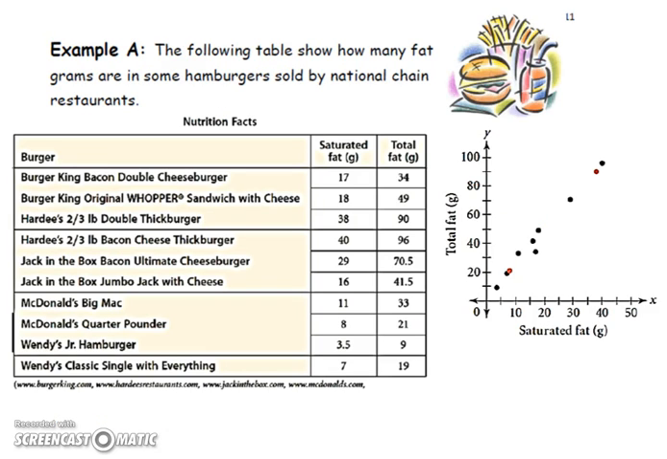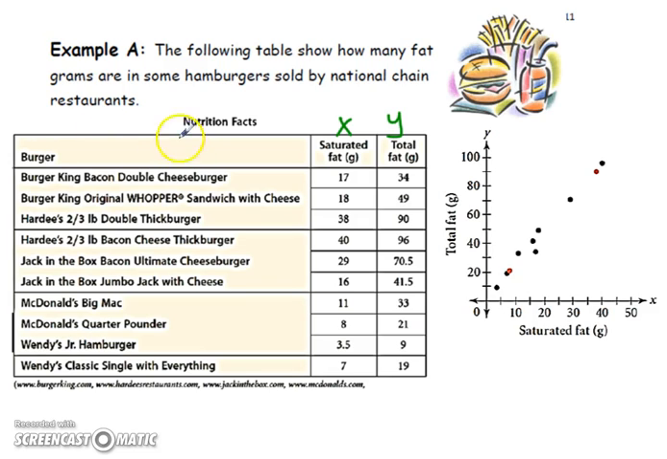In example A, we have a table showing how many fat grams are in some hamburgers. Now looking here, we have saturated fat and total fat grams. So over here, we're comparing saturated fat as our X values and total fat as our Y values. And you can see that the data does kind of go in a linear pattern. It's going up and to the right, which means the more saturated fat, the more total fat the hamburger would have. Now the first question is going to ask us to write a linear equation that models this data.